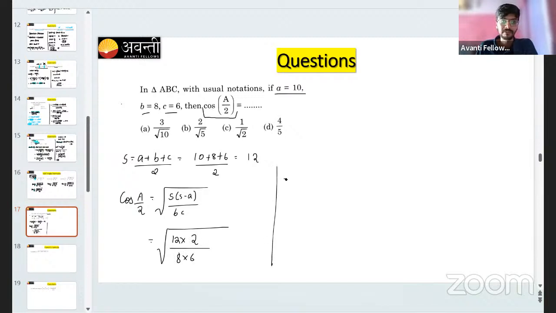So here, after cancelling, is something getting cancelled? Yes, 6 2s are 12, 2 2s are 4. So I'll get 4 by 8, which is 1 by root 2. So cos A by 2 is 1 by root 2. What is my answer? It is option C. Very simple question. Got it? Let's move on to the next one.